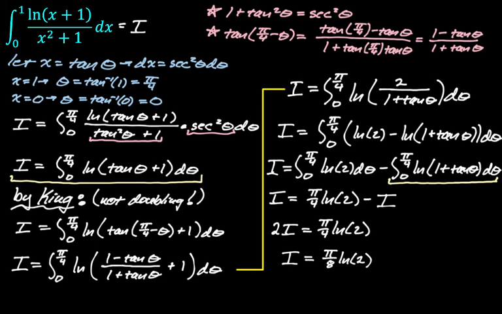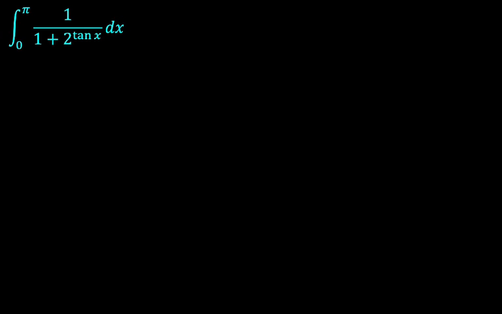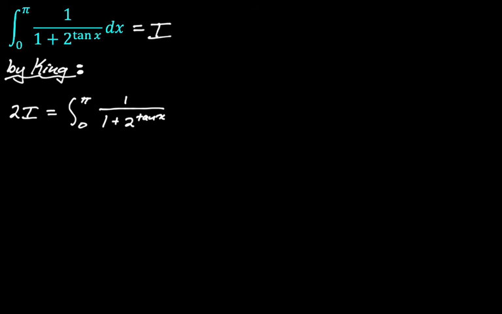All right, next problem. The integral from 0 to pi of 1 over 1 plus 2 to the tan of x. There we go. All right, this is straight king property. That's I. We're using the king property, so we're going to add them together again. So we get 2I is our original integral plus, from 0 to pi, pi minus x. So 1 over 1 plus 2 to the tangent of pi minus x.